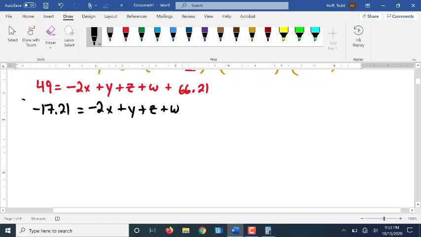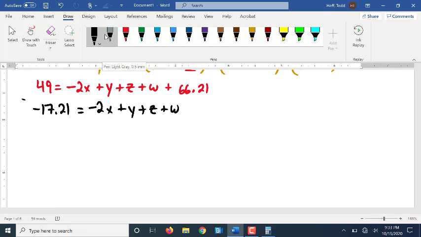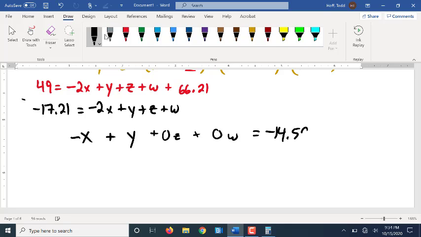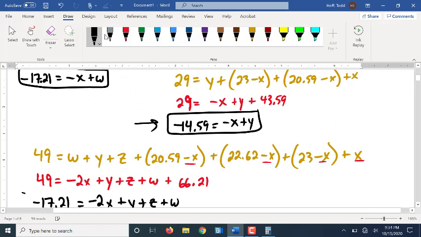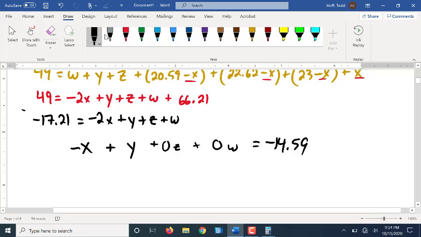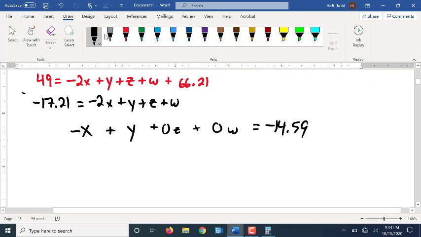So what I get here is a system of equations. I'm going to go x, y, z, w. I'm going to put w at the end just because that's how I'm thinking clearly on this one. So x plus y, I'll put in plus 0z plus 0w equals negative 14.59. That's this one right here. I just put in the 0z and 0w to fill the spots.